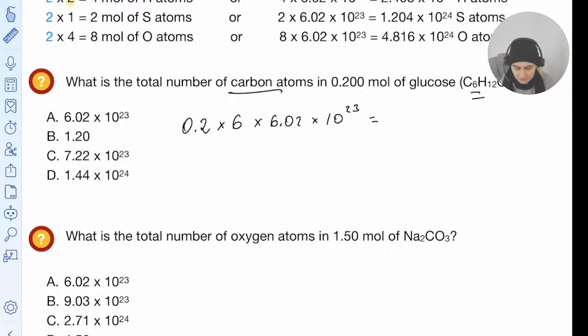Okay, so I'll be using my mental math here, so I think it's C, but okay, I won't use my mental math here. 0.2 times 6, yeah, 7.2 times 10 to the 23rd. Okay, number of carbon atoms.